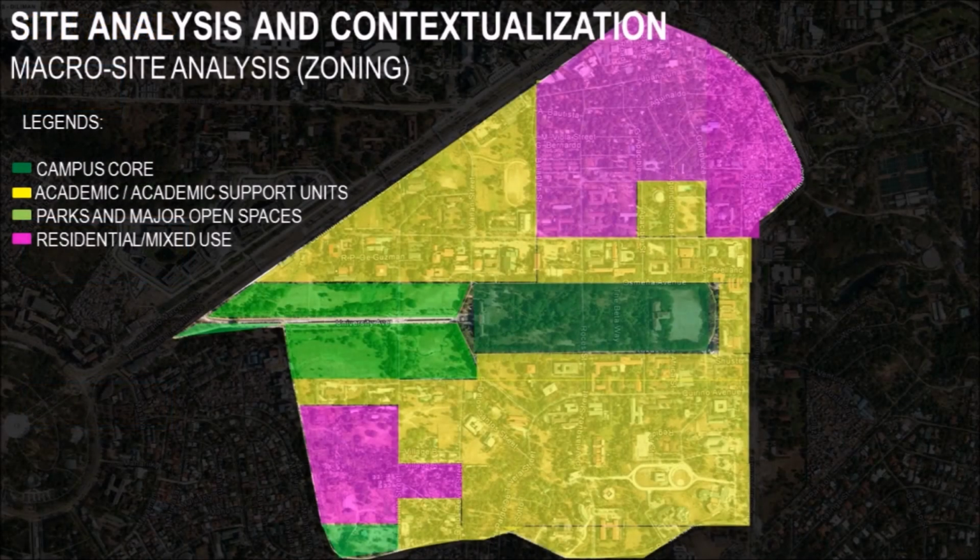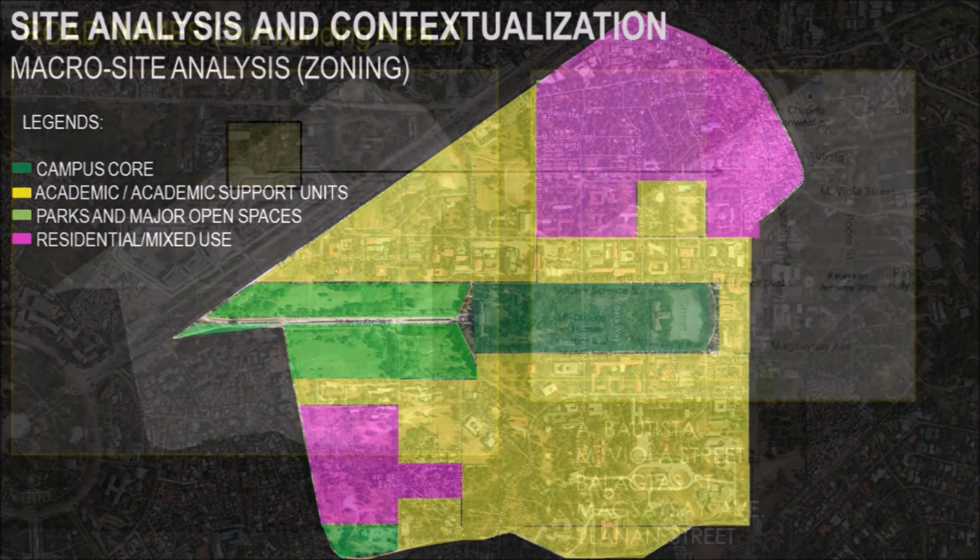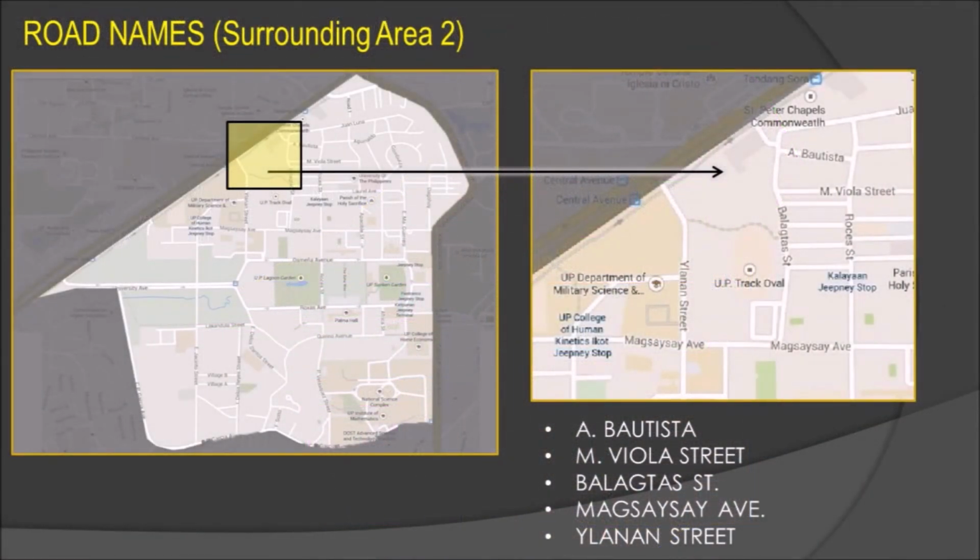Site analysis and contextualization. This is our macro site analysis, and this is showing our zoning plan. The green one is for the campus core. The yellow one is the lot for academic and academic support units. The light green serves as the parks and the major open spaces, and the pink one is residential and mixed use. These are the roads around our site: A. Bautista, Viola Street, Balagtas Street, Magsaysay Avenue, and Hilanan Street.